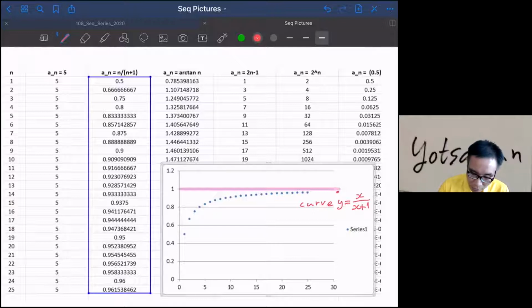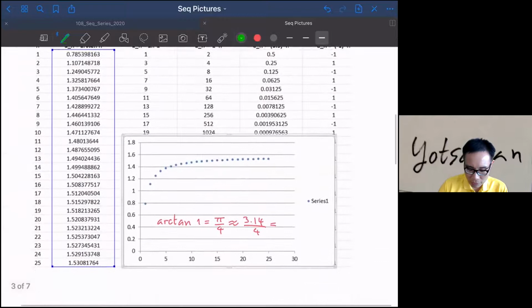So in this case, we're going to write that the limit as n goes to infinity of n over n plus 1 turns out to be equal to 1, by computing the limit like this one. So that comes from the picture.